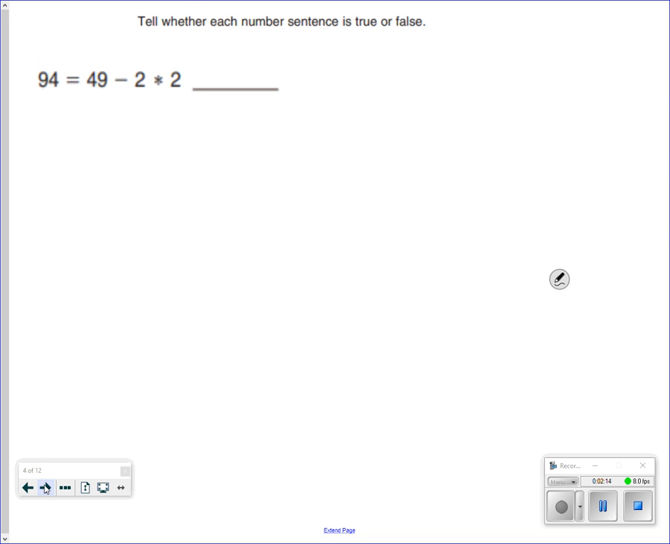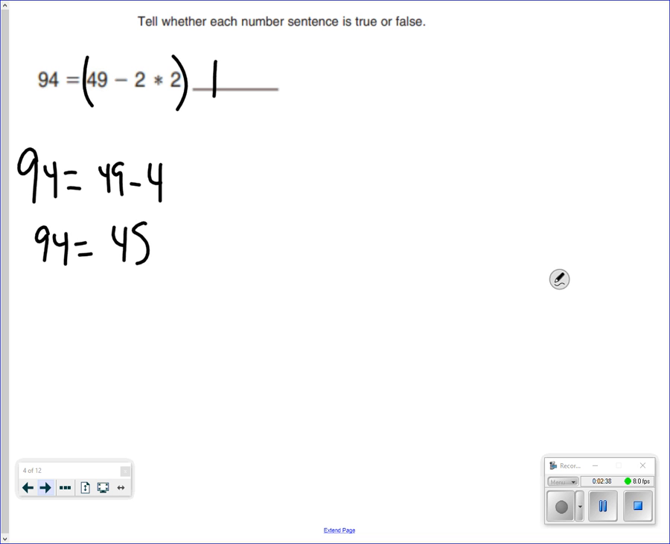Moving on to the next one. Is 94 equal to what's on this side? Well, we have to do multiplication first because of order of operations. 49 minus 4 equals 45. Is 94 equal to 45? That is false.